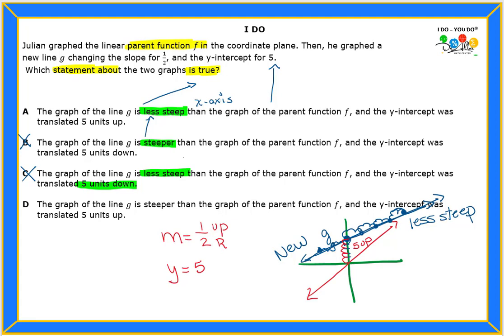And the last one says the graph of the line g is steeper. So let's go ahead and highlight that. Is it true? Is it steeper? Remember we said steeper means that it's almost like standing up, like straight. And that's not true. So the answer for us is going to be answer choice A. Very good.